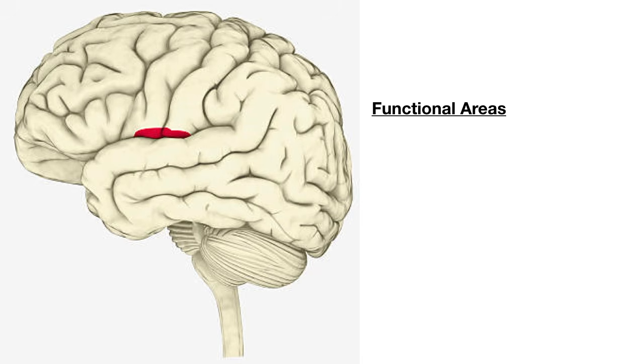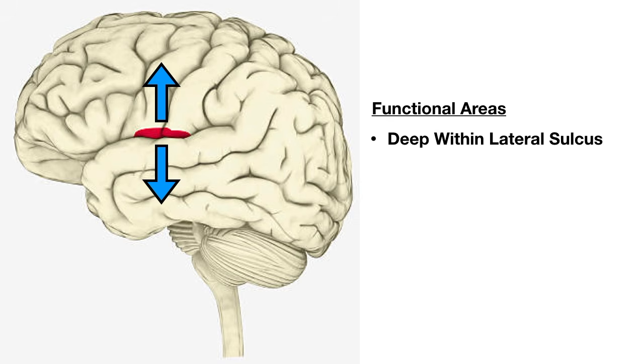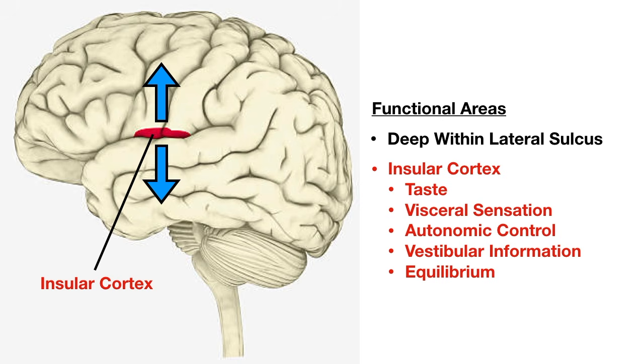The final sense we haven't talked about is the sense of taste. In order to find the functional area involved in taste, we have to pry open the lateral sulcus. We have to pull apart the temporal lobe and the frontal lobe. And when we look deep inside that lateral sulcus, we're going to see the insular cortex or the insula. And the insular cortex is involved in taste, visceral sensation, autonomic control, and possibly vestibular information and equilibrium.